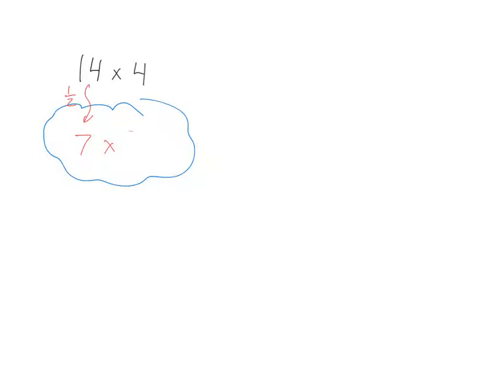Doubling 4 is 8. Now, I know some of us are still learning what 7 times 8 is. I'm hoping that in a week or so, this is really well known to you, and you'll be able to say, oh yeah, that's 56. Well, since we did doubling and halving, we know that 14 times 4 is also 56.